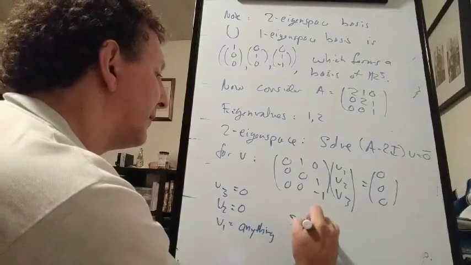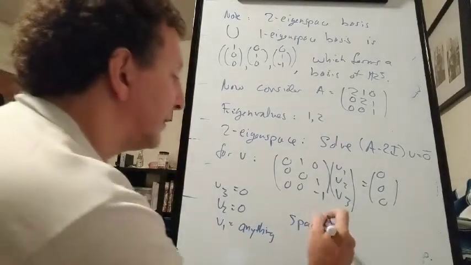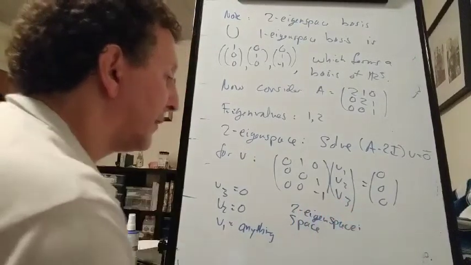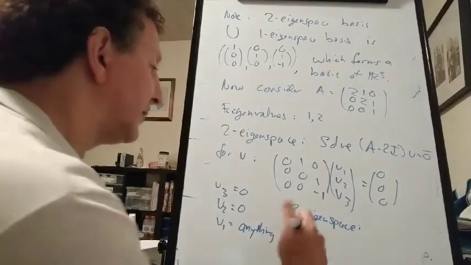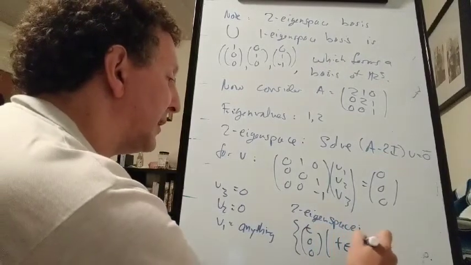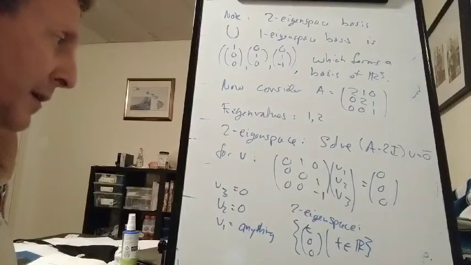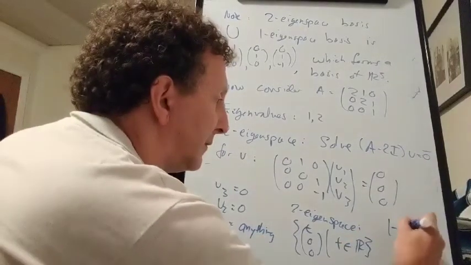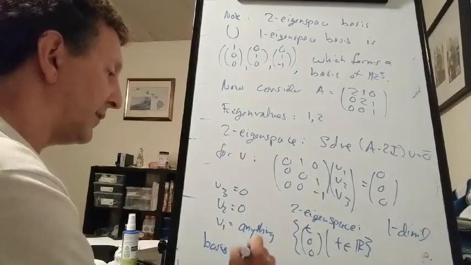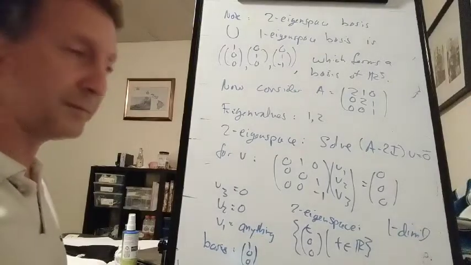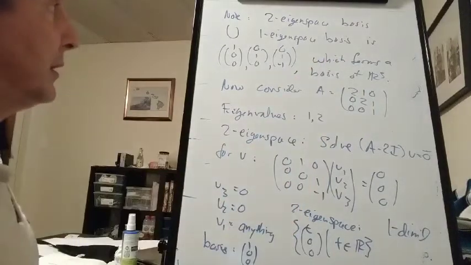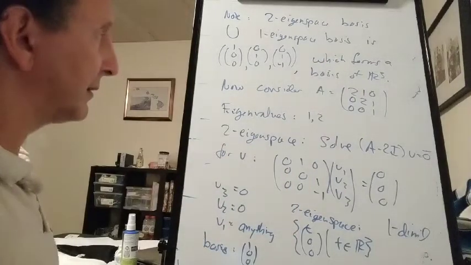So the 2 eigenspace is t, 0, 0. So t can be any real number. That's 1-dimensional. One basis is 1, 0, 0. This is 1-dimensional even though 2 came up with multiplicity 2 in the characteristic equation, determinant A minus lambda I equals 0.